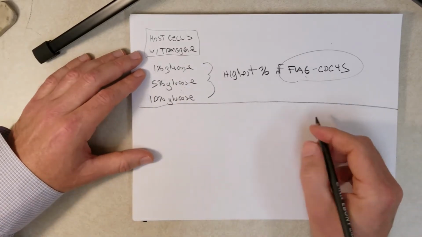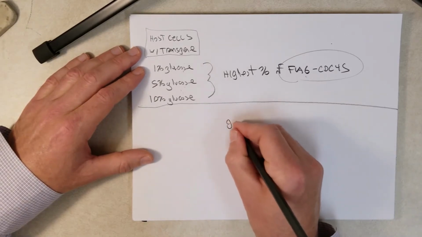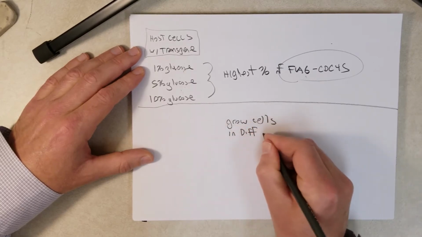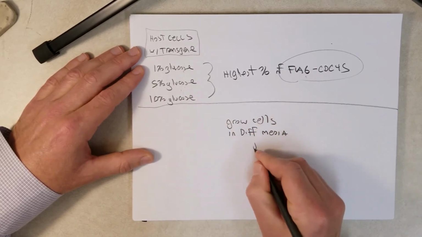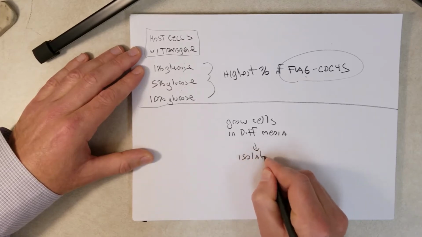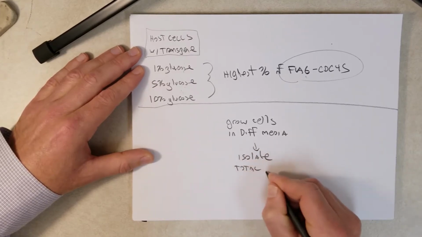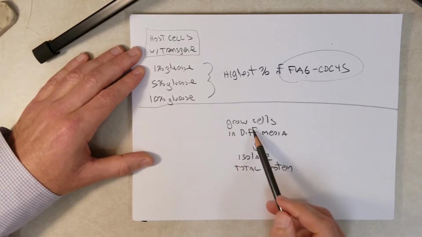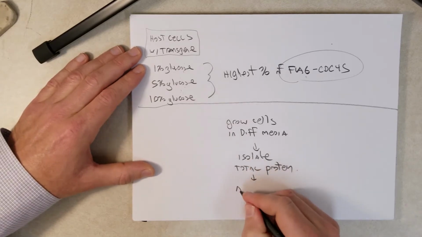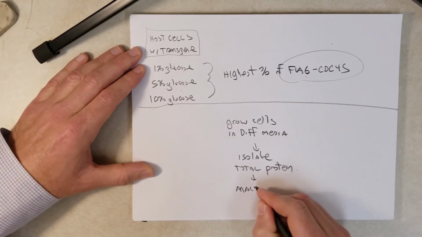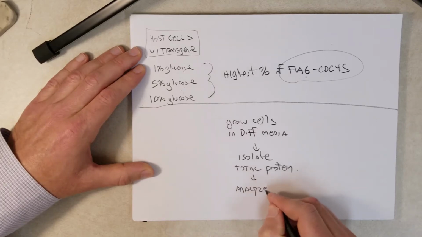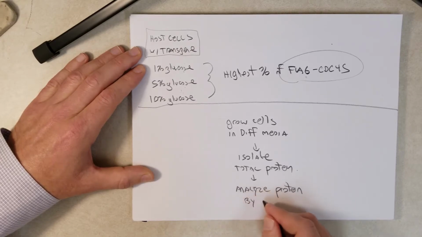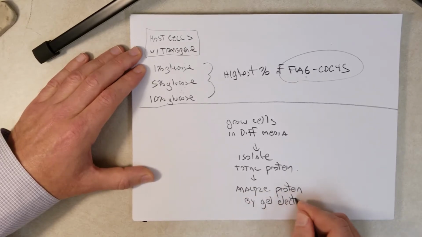So, how would we do that? Essentially, we would need to grow the cells in the different media. Then we would need to isolate total protein from the cells from each batch of media. And then we would need to first analyze the protein by gel electrophoresis. That's the first step.